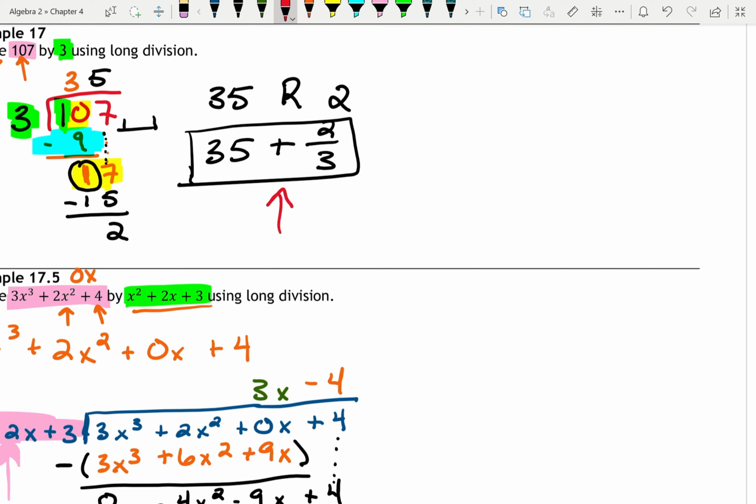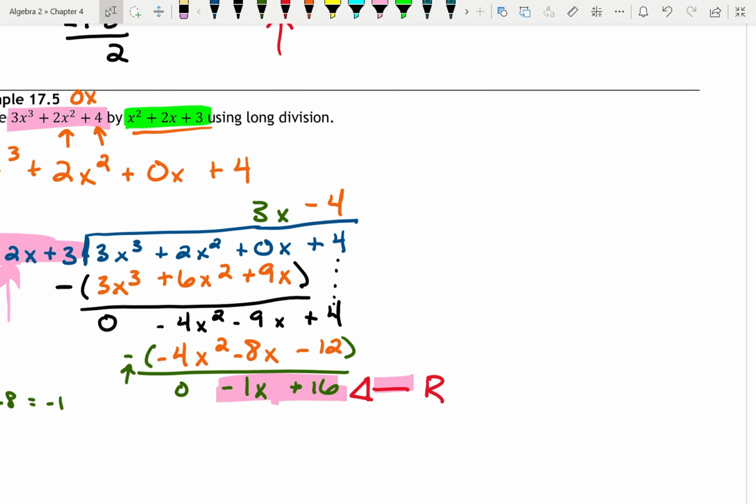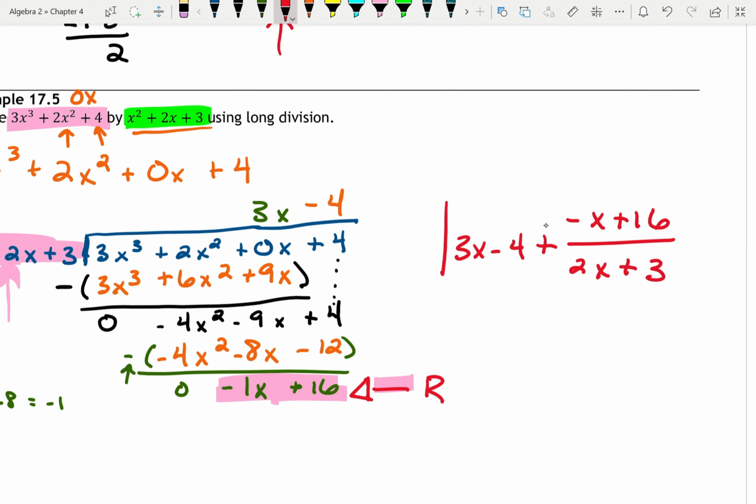So my final answer here, and I'm going to try to write it kind of like what I wrote right here. The 35 came from on top of the house, and then the 2 came from the bottom. That was my remainder, and the 3 was the number we divided by. So right here, we're going to say 3x minus 4 plus negative x plus 16 all over 2x plus 3. And that is going to be our answer.